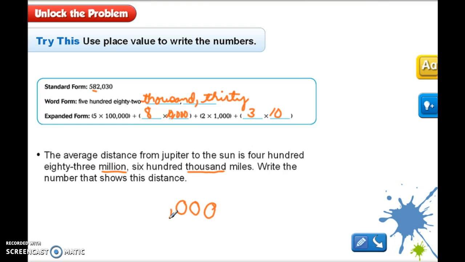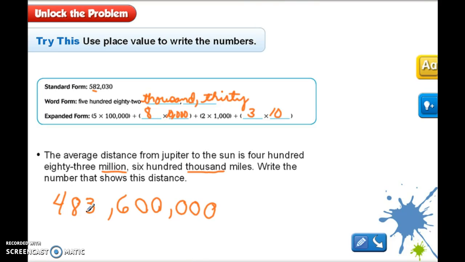Okay? Now, how about the thousands? It says 600 thousands. Do we have anything in the ones period in the thousands? Do we have anything in the tens place in the thousands? But we do have a 6 in the hundreds place. Put a comma. Now we are up to our millions. And it says 483. We're already in the millions place. So all we have to do is write 483.